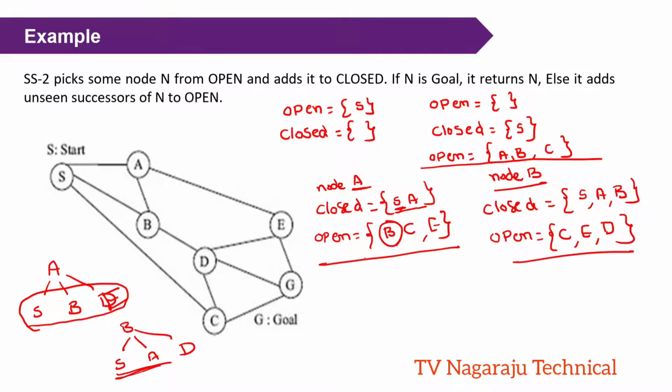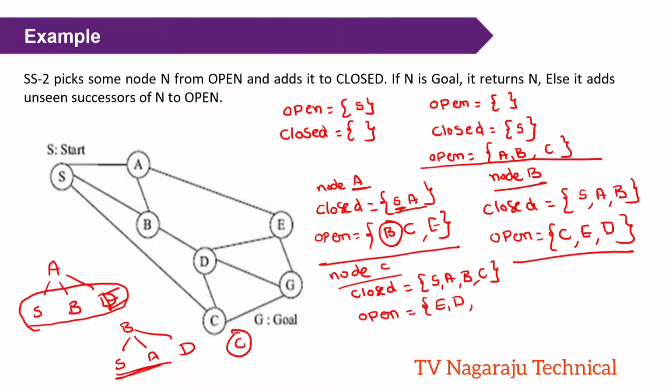Clear? Now in the next iteration, pick the node C. And one more thing, observe carefully. Here you need not follow any order. Sir, always pick in the order? No, if you want, you can pick E, otherwise you can pick D. For example, if I pick node C, my closed consists of S, A, B, and C. My open already consists of E comma D.